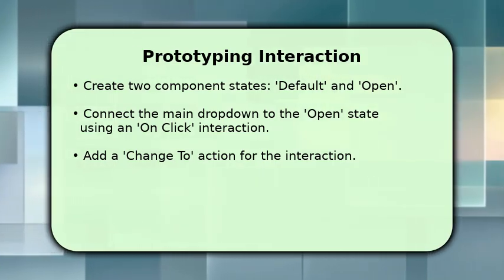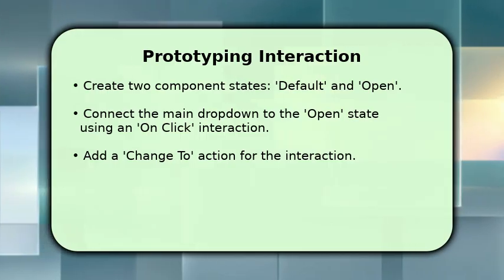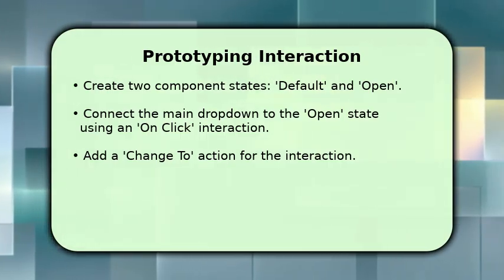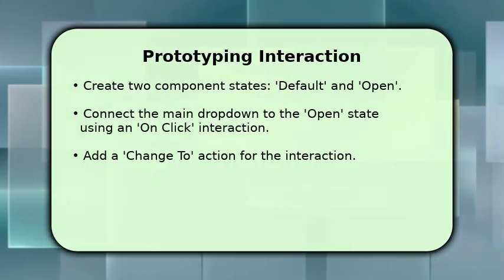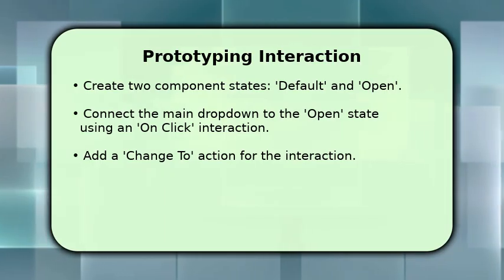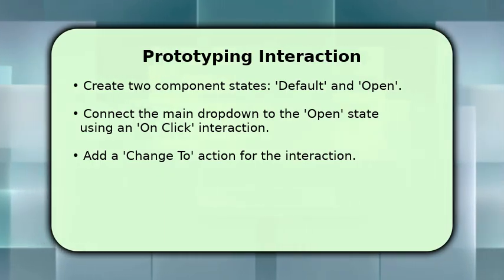Connect the main drop-down button in the default state to the open state using an on-click interaction. Set the action to change to and choose Smart Animate for a smooth, visually appealing transition. This makes the drop-down feel responsive and professional.